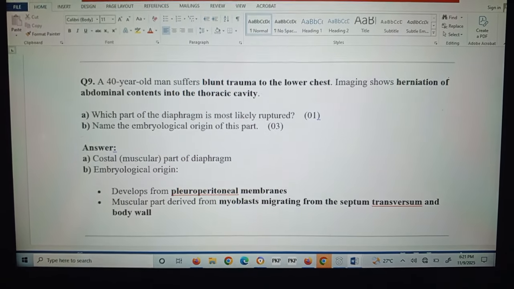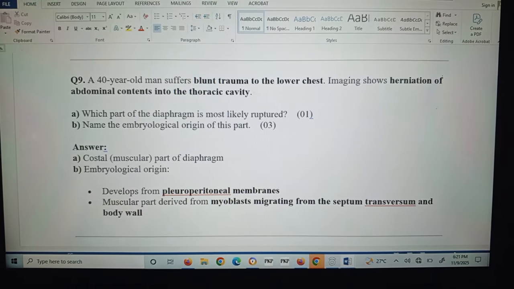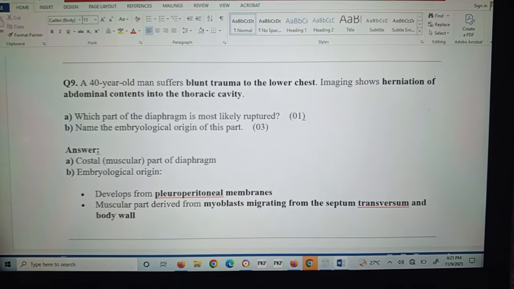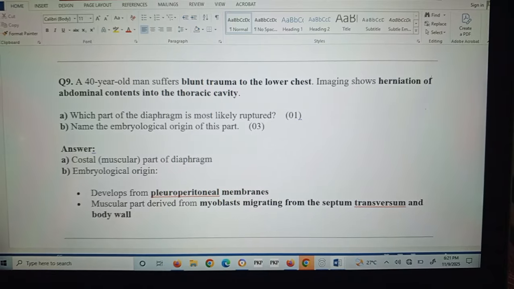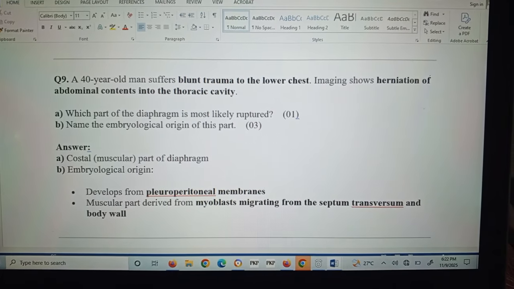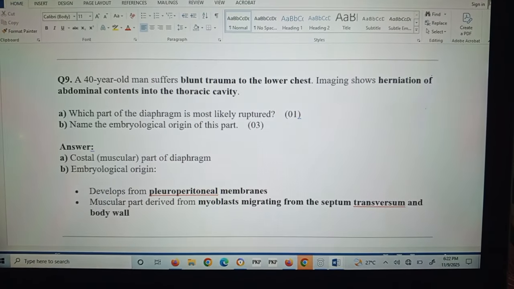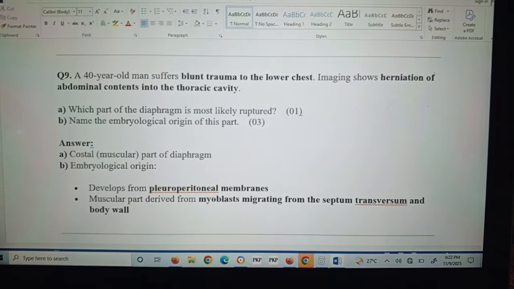Bismillahirrahmanirrahim. Now we are continuing with question number 9: a 40-year-old man suffers blunt trauma to the lower chest. Imaging shows herniation of the abdominal contents into the thoracic cavity. Which part of the diaphragm is most likely ruptured? Name the embryological origin of this part.